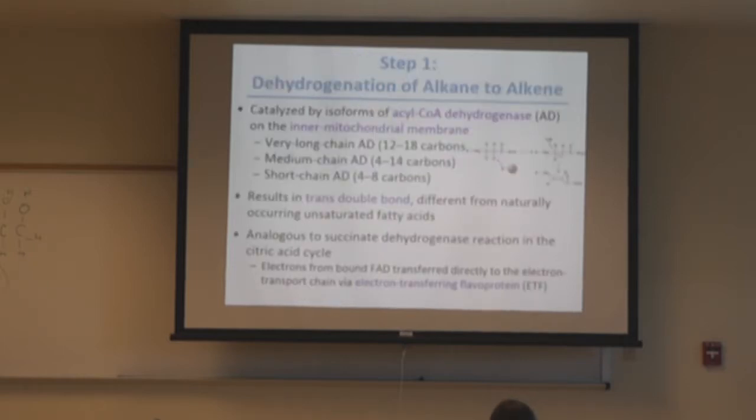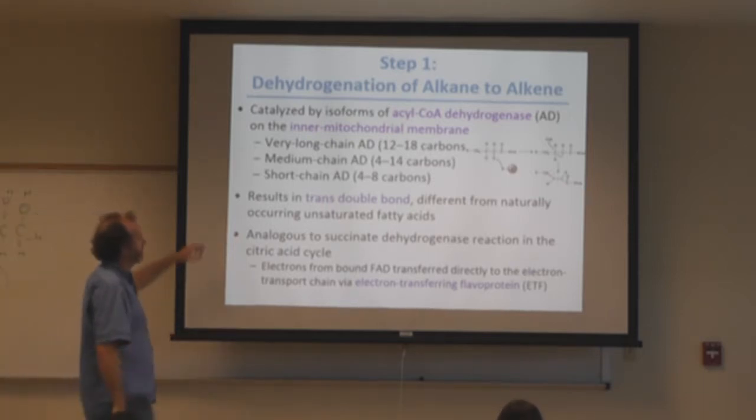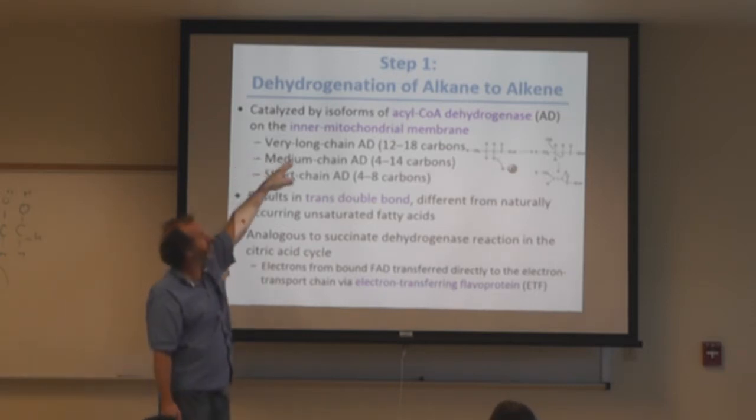So step 1 is the dehydrogenation of alkane to an alkene. Remember, alkanes are saturated. Alkenes have an ene group, the double bond. Catalyzed by isoforms of acyl-CoA dehydrogenase on the inner mitochondrial membrane.